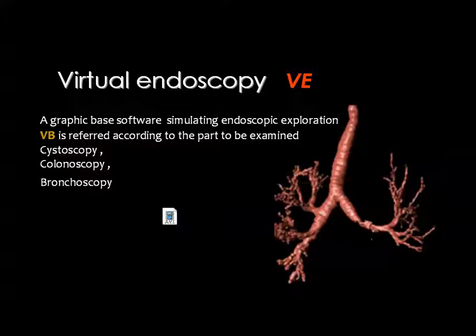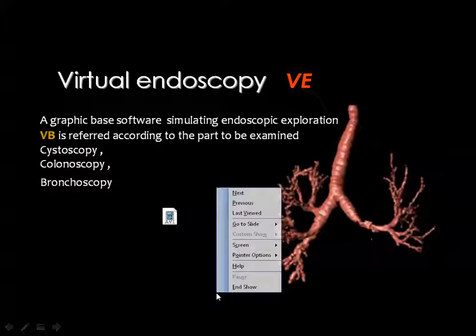Then a few words about virtual endoscopy, which is one of the facilities provided by multi-detector CT. You want to go through the trachea and the main bronchi using the virtual endoscope. All you need is to scan the patient's chest every 1 centimeter, as we have mentioned, and then you order the machine to subtract all the structures, leaving only the trachea and the bronchi, and you put them in a 3D fashion like this.